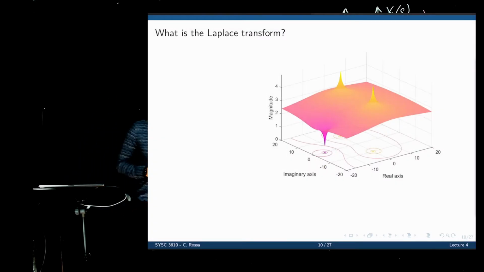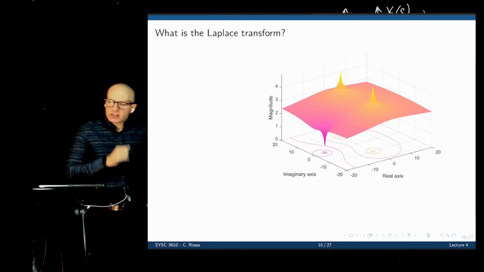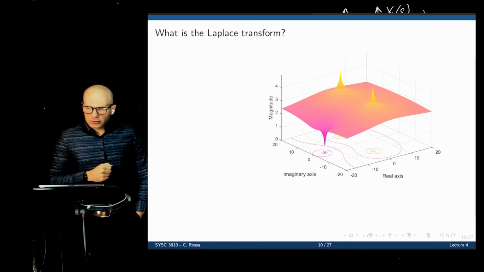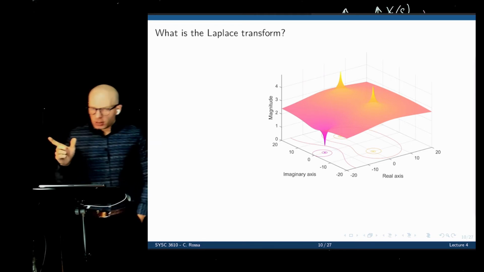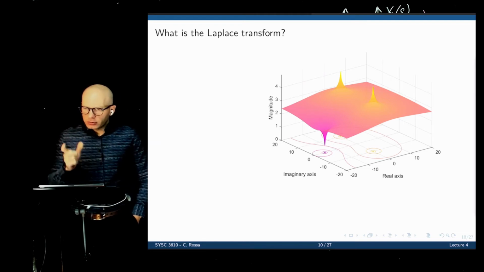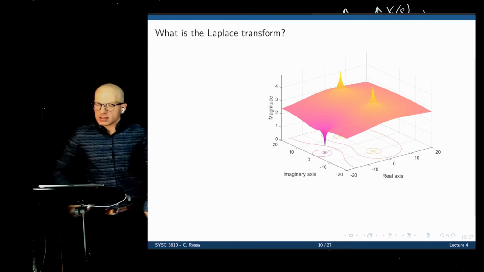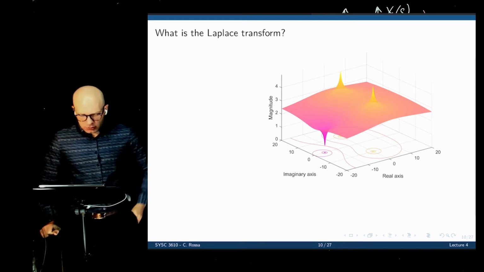So here's one. Let's assume we have this Laplace transform. This is the graph we obtained from taking the Laplace transform. What do we see here? We see two peaks and you see one zero. Two poles and one zero. What is the signal we are dealing with? What is the Laplace transform?